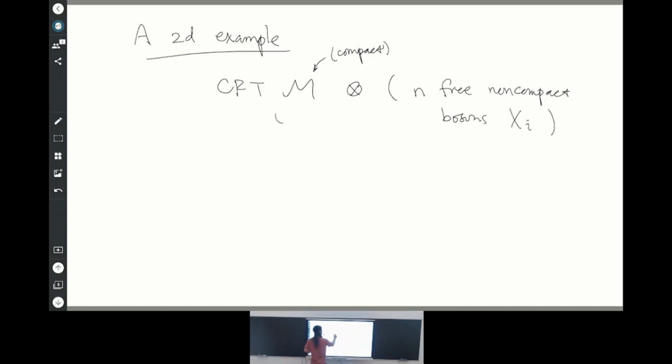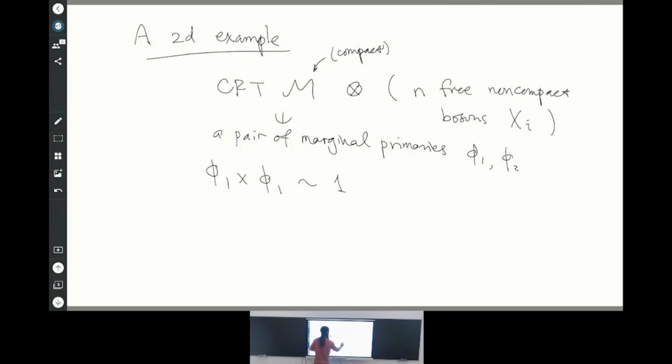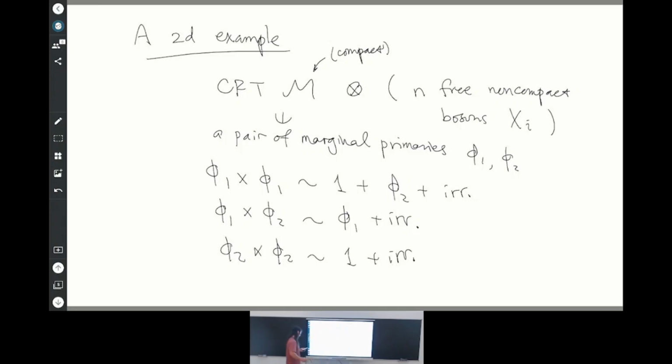Suppose this compact CFT M has a pair of marginal primaries, I'll call them phi 1 and phi 2, such that the OPEs have the following selection rules. Phi 1 times phi 1 contains the identity and phi 2, plus irrelevant operators. Phi 1 times phi 2 contains phi 1 plus irrelevant operators. And phi 2 times phi 2 contains the identity plus irrelevant operators. So this is nothing unusual.